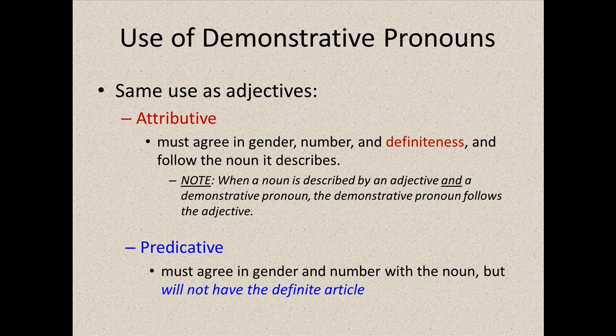And there's also a predicative use. Now here the demonstrative needs to agree in gender and number with the noun, but it doesn't have the definite article. There's no definiteness element.